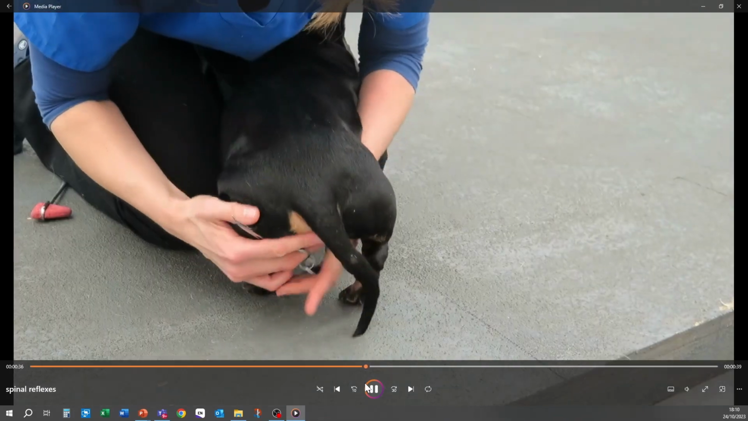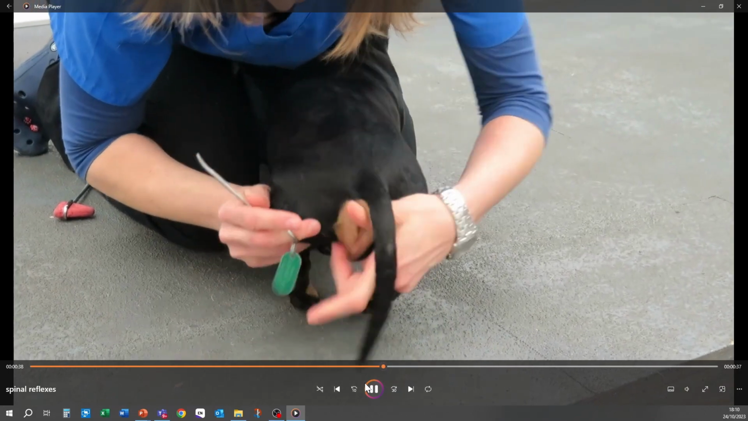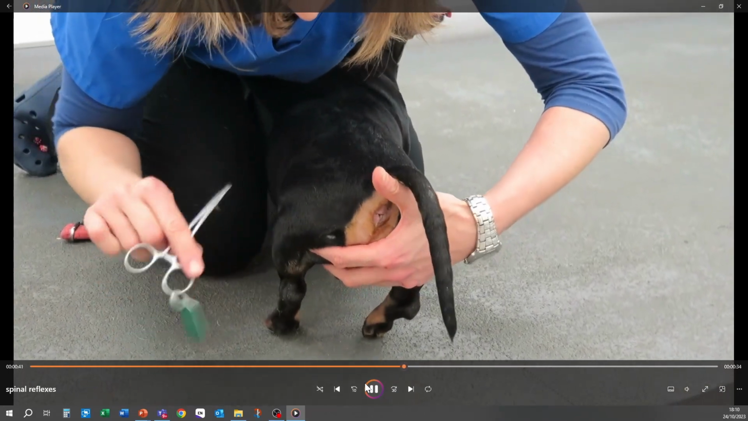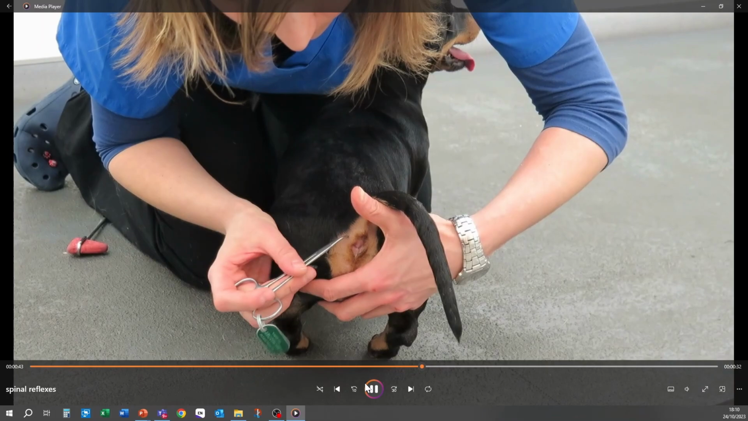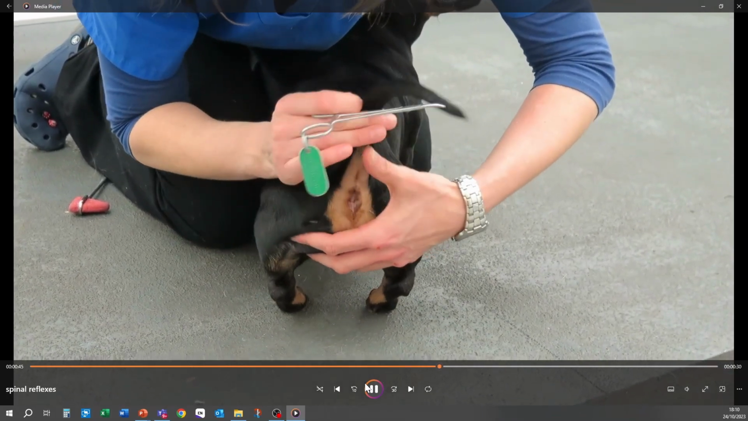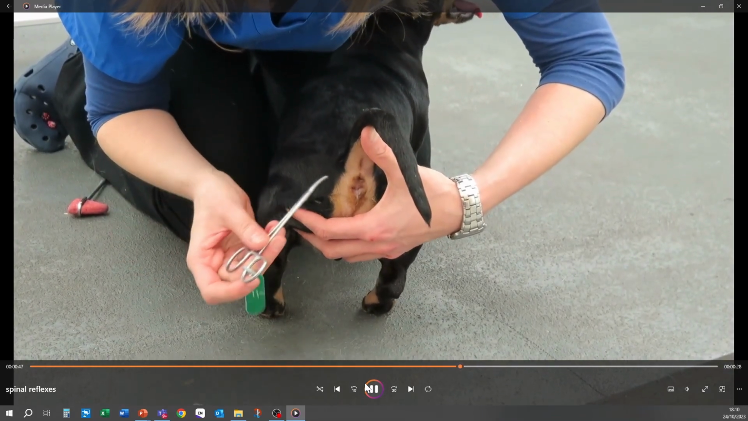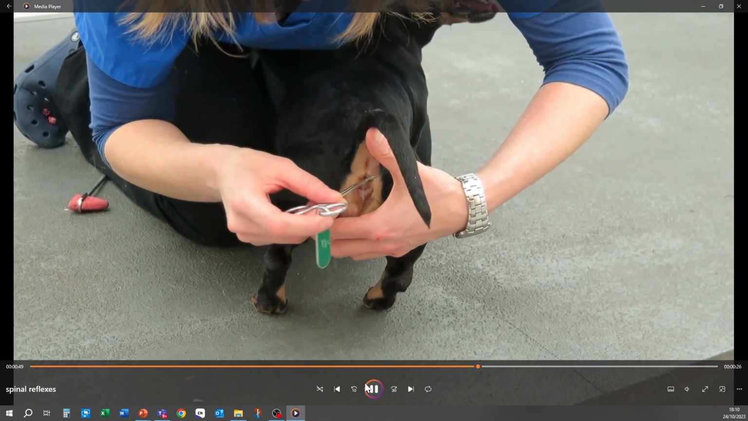The neurologist is now pointing out how low tone the tail is. And now they're moving on to do the perineal reflex. Just see as we tickle that area there, we can see a little bit of a winking of the anus.